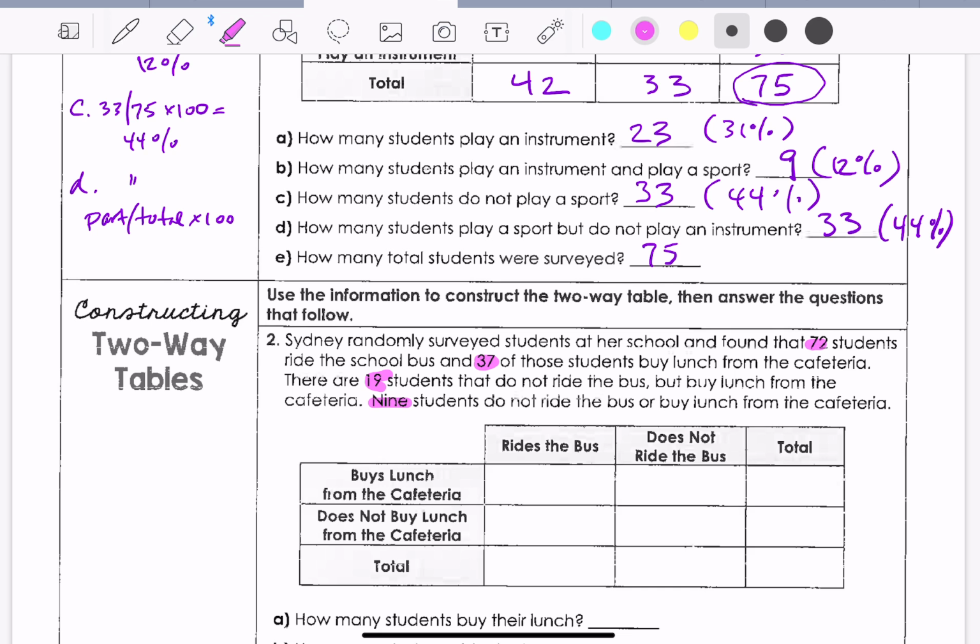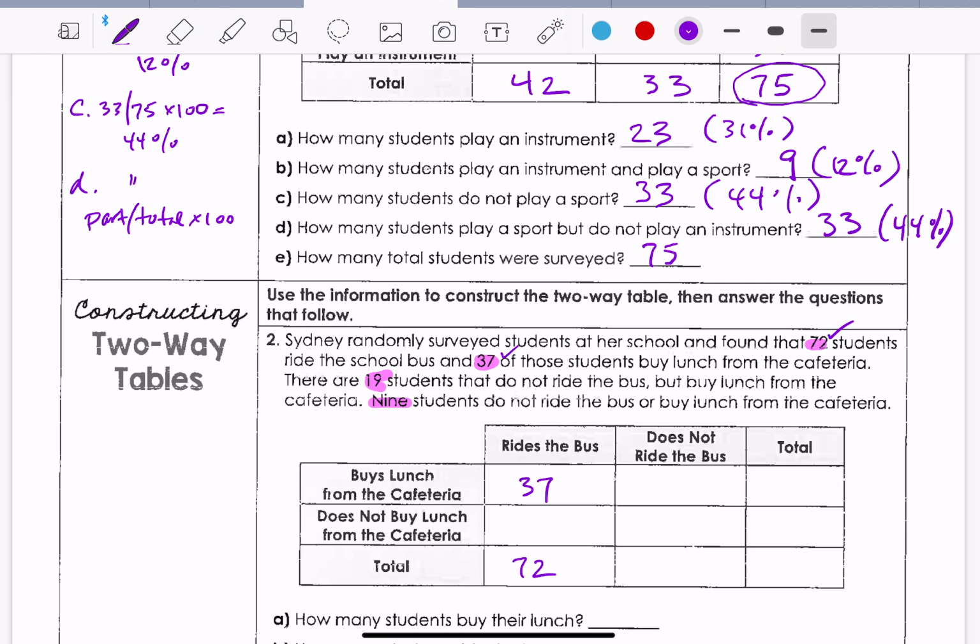So let's start with 72 students. She found that 72 students ride the school bus. So if we look at our data table, rides the bus, total number of students, 72 students ride the bus. I'm going to put my 72 right there. 37 of those, it says, buy lunch from the cafeteria. So buys lunch from the cafeteria, rides the bus, 37 students. I'm going to fill that one in right there.